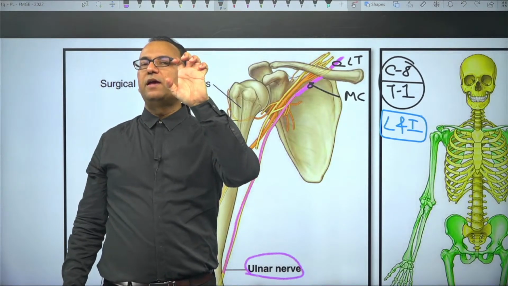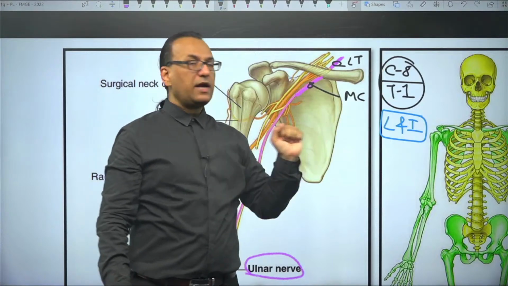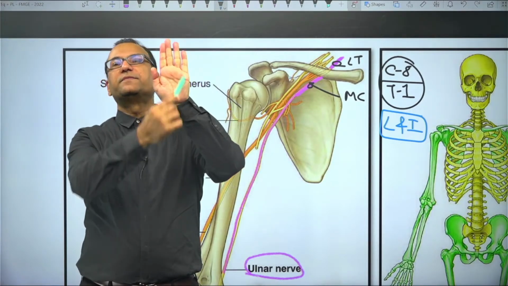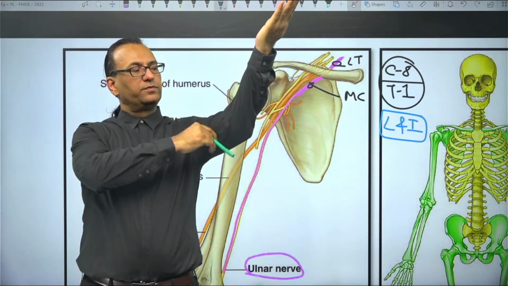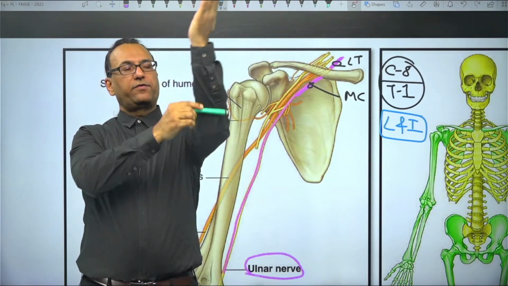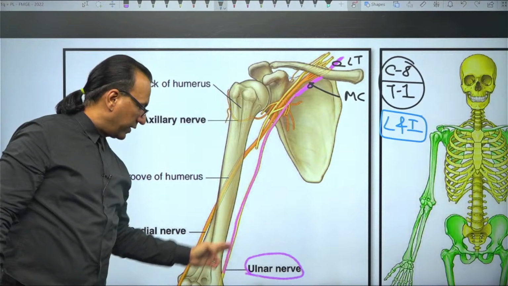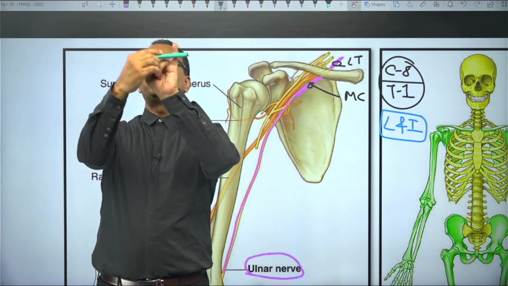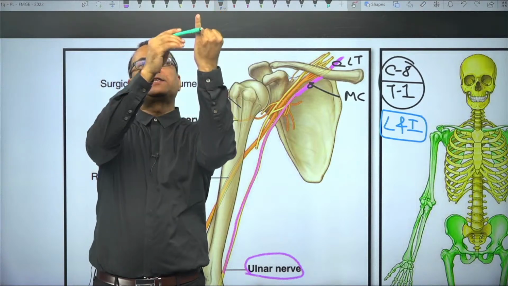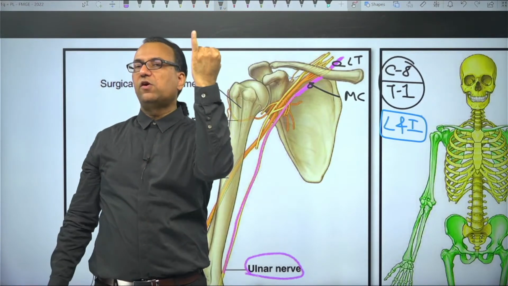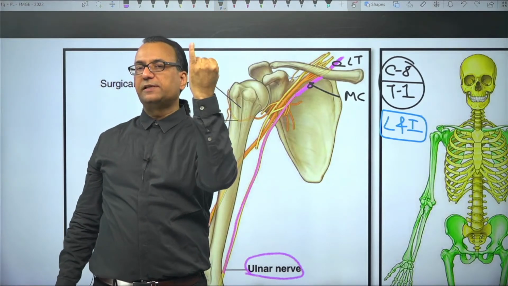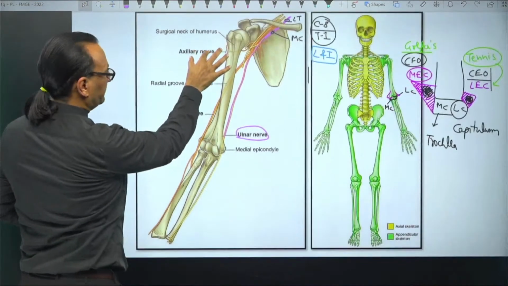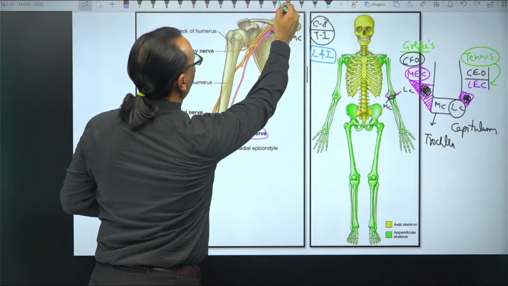Where will be the sensory loss? Sensory loss will be in the same dermatome, C8T1. And where is C8T1 dermatome? Little finger and medial side of elbow, because that is where the ulnar nerve is going, medial side of elbow. So little finger dermatome and medial side of elbow, that is C8 and T1 dermatome, sensory loss in Klumpke's palsy.